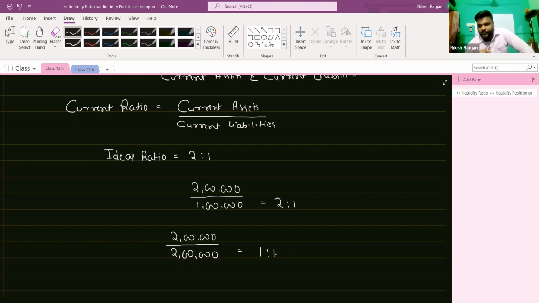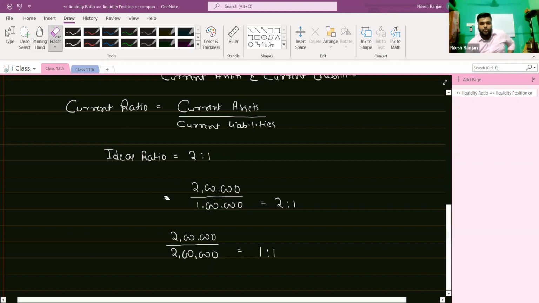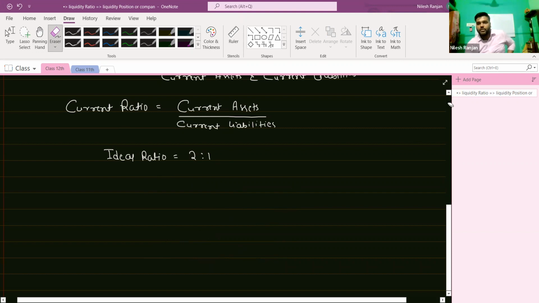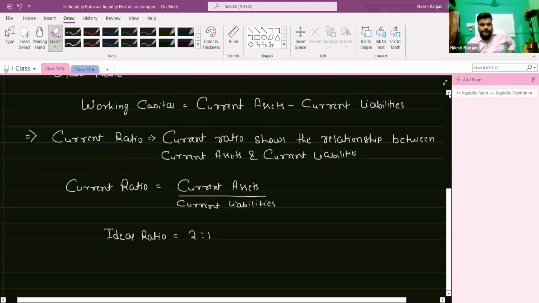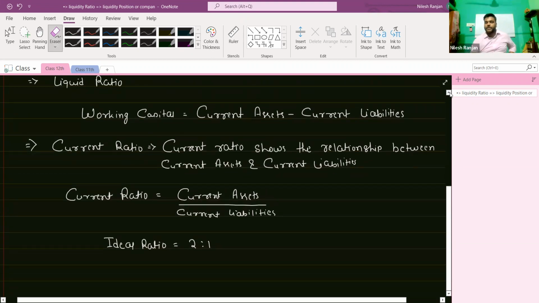Okay. So we calculate the current ratio by this formula, and the ideal ratio for current ratio is 2:1. Now you want to write it, you can copy it. After that, we will solve a question for current ratio. Okay, write it down.